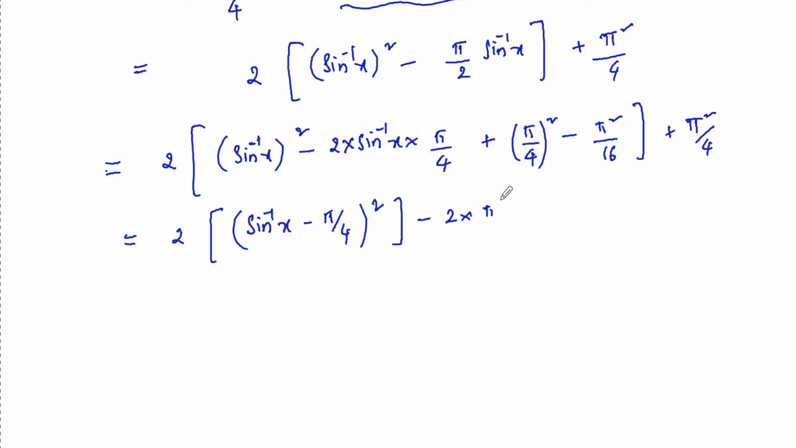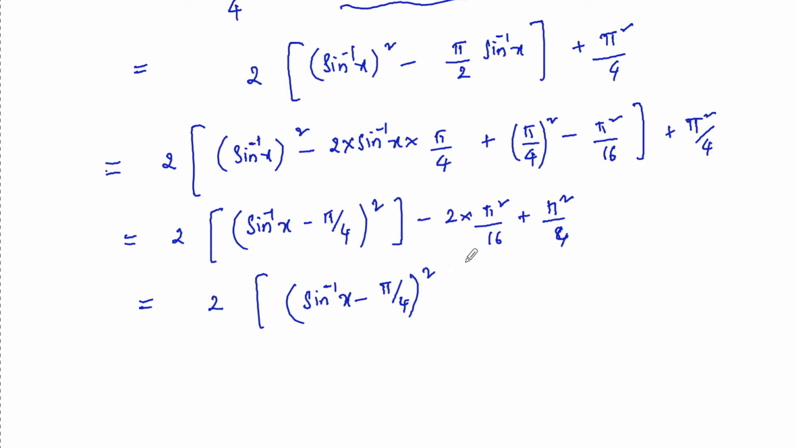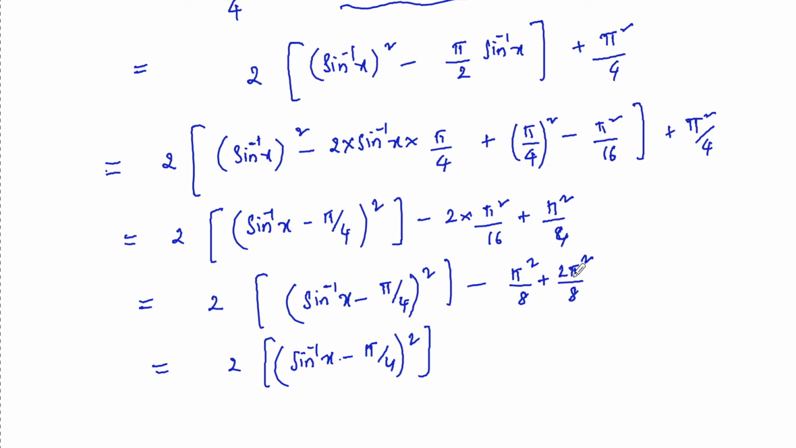minus 2 times of pi square by 16 plus pi square by 4, which equals 2 times of sin inverse x minus pi by 4 whole square minus pi square by 8, this is plus 2 pi square by 8, so which equals 2 times of sin inverse x minus pi by 4 whole square, and this is 2 minus 1 pi square by 8 we can take, and this is your f of x.